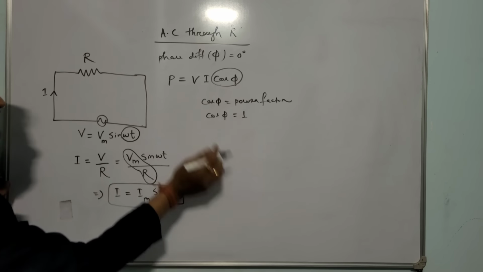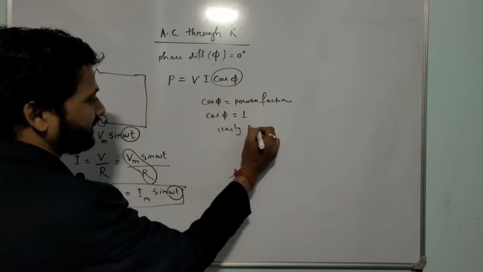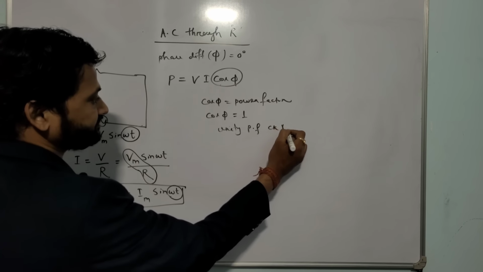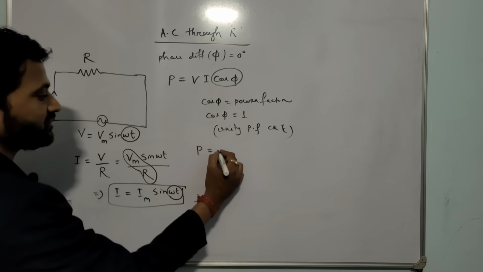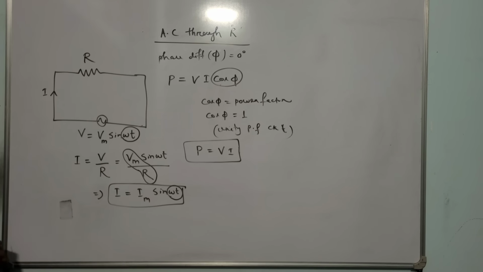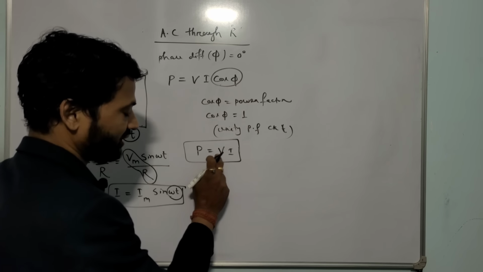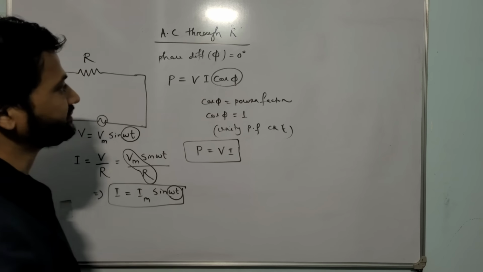So a pure resistor circuit is a unity power factor circuit. Now what is the final power consumption by this circuit? It will be VI. So if AC supply is given to a pure resistor, it will consume power VI. That means it will act like a DC circuit.